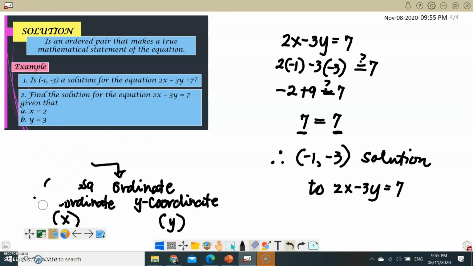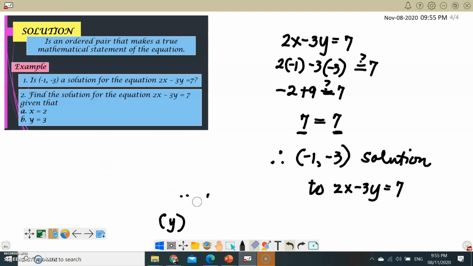So using the same equation, 2x minus 3y, given the value of x, what would be the value of y? So we need to find the value of y in order for us to find the solution for the equation 2x minus 3y equals 7, wherein x is equal to 2. So we have here a. 2x minus 3y is equal to 7. X is equal to 2. So we substitute the value of x to the given equation.